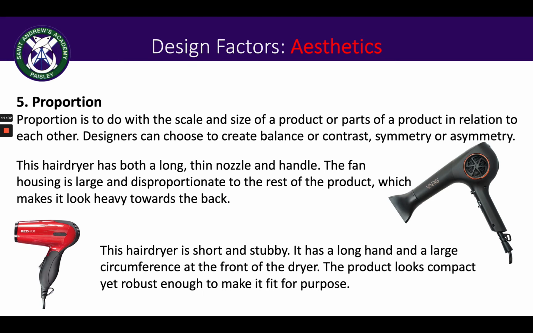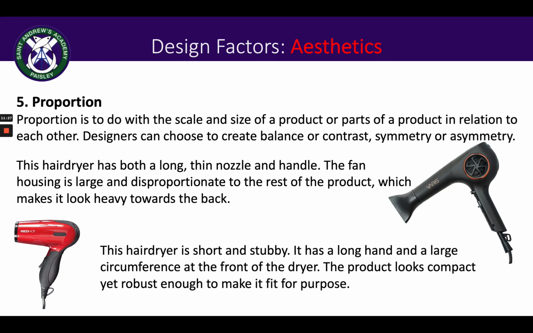Right? Whereas if you look at the bottom one, which is the kind of red-black one, the hairdryer is short, it's stubby, it's got a long handle and a large circumferenced head at the front, the top of the dryer. Therefore it looks compact, small, yet it's robust enough to make it fit for purpose. Right? So in terms of proportion, does that affect the way that it looks?